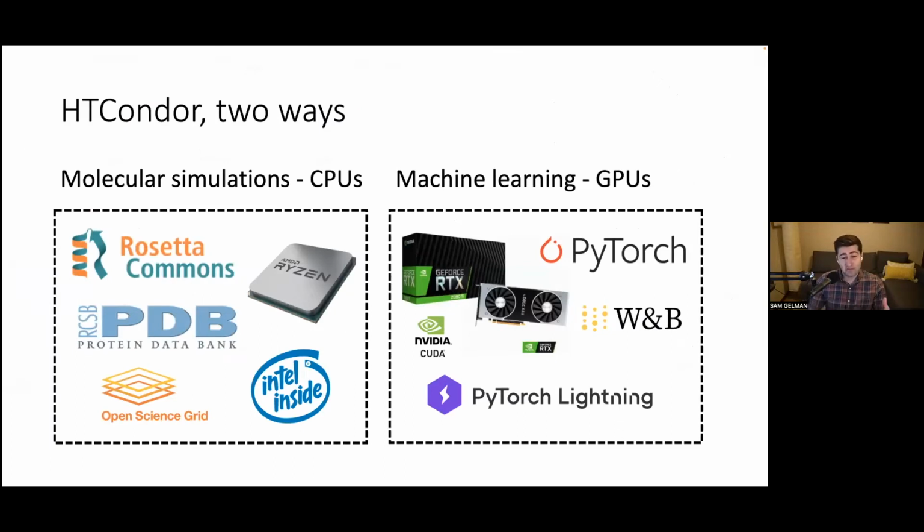This is a Condor heavy project, and there are two ways we use Condor. One is to run molecular simulations with proteins, and that requires lots and lots of CPUs and thousands of compute hours. The other way is to perform machine learning, specifically to train neural networks. And that requires GPUs and long running jobs to train large models. So I'm excited to talk about how we use Condor and how the Center for High-Throughput Computing and the Open Science Grid have made this research possible.